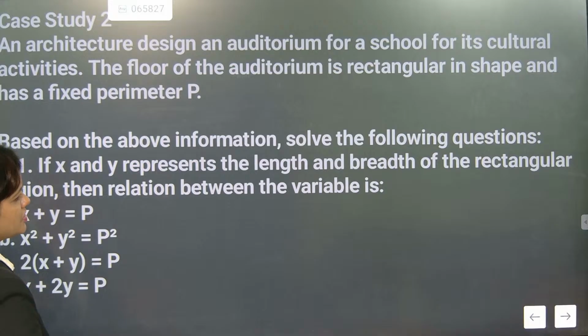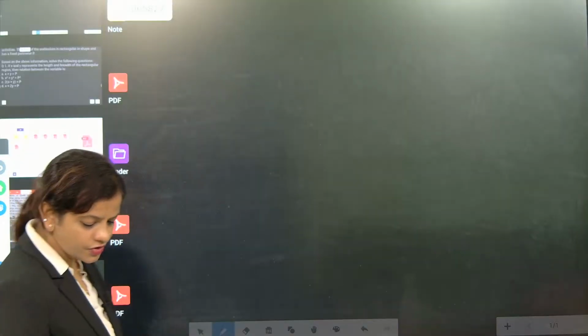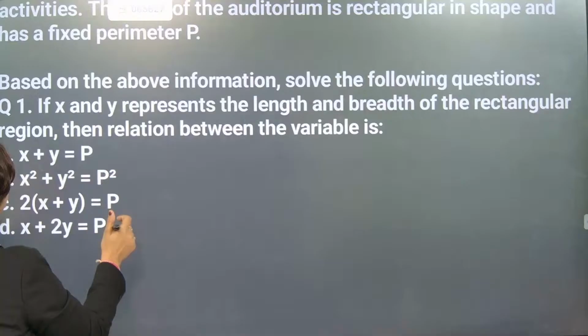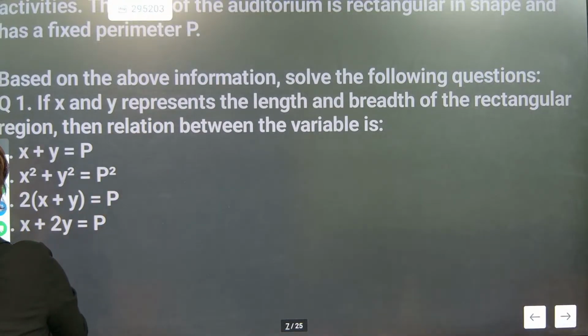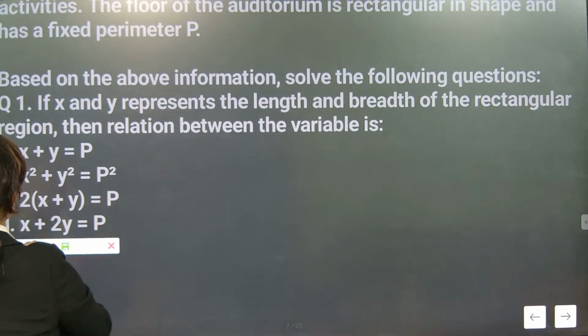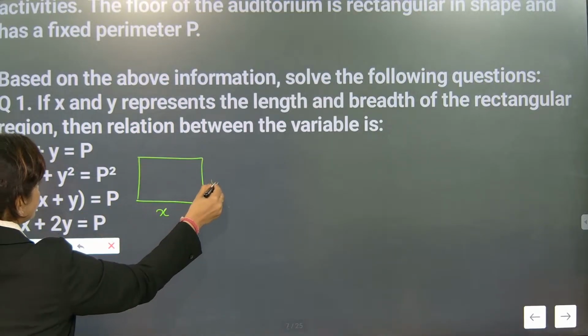If x and y represent the length and width of the rectangular region, then what is the relation between the variables? So definitely when we are talking about length and breadth, solve this question. What answer is exactly going to come in the first part? So, this auditorium is in the shape of a rectangle. This is x and this is y.